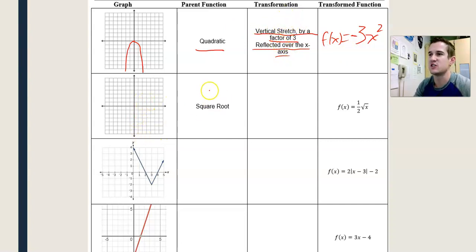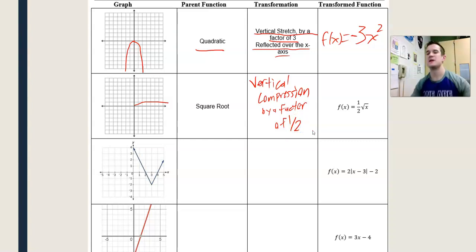Let's look at a square root. Here's a square root function, might look like this. Right here, f of x equals 1/2 times the square root of x. Since that a value, the number in front of the square root, is a fraction, that's going to be a vertical compression. So if I wanted to draw this graph a little bit more accurately, maybe it's flattened out a little bit more, pancakey. So it's a vertical compression by a factor of 1/2. So it's being compressed by a factor of 1/2.